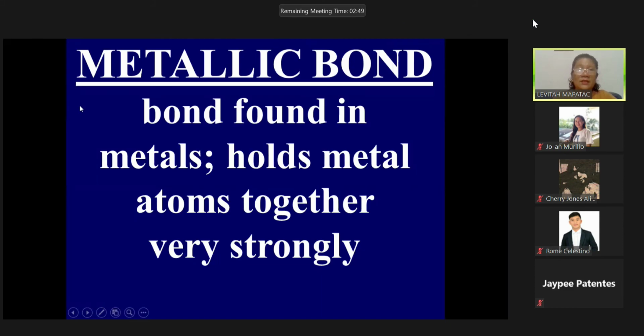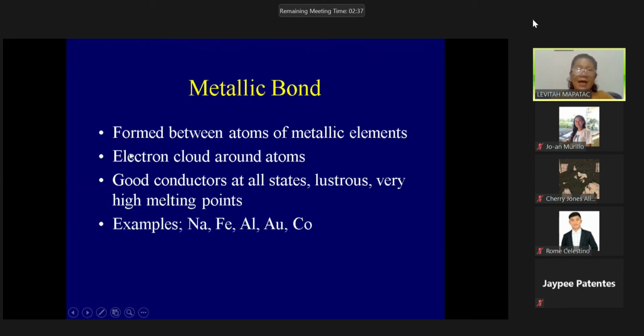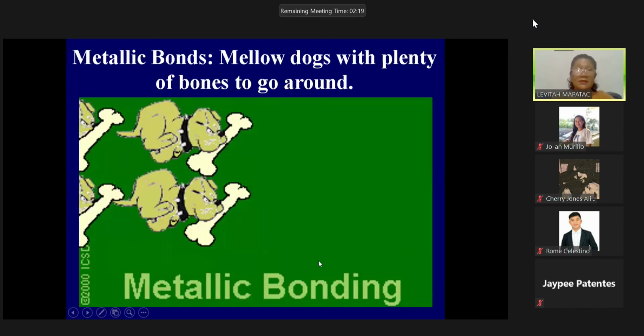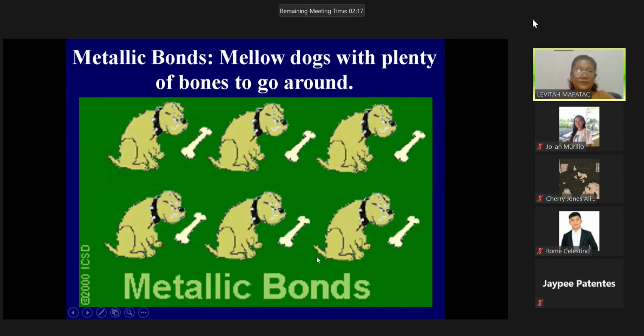So the next one is metallic, from the word metals. Found in metals, they hold metal atoms together very strongly. So metallic bond, okay, atoms of metallic elements, electron clouds are around it, and they are good conductors. All of the characteristics of metals, like sodium, iron, aluminum, gold, and cobalt. Take a look here. That is metallic bonds.